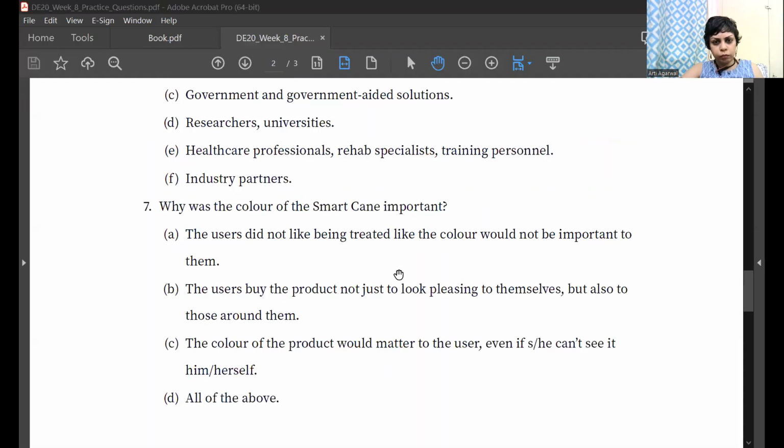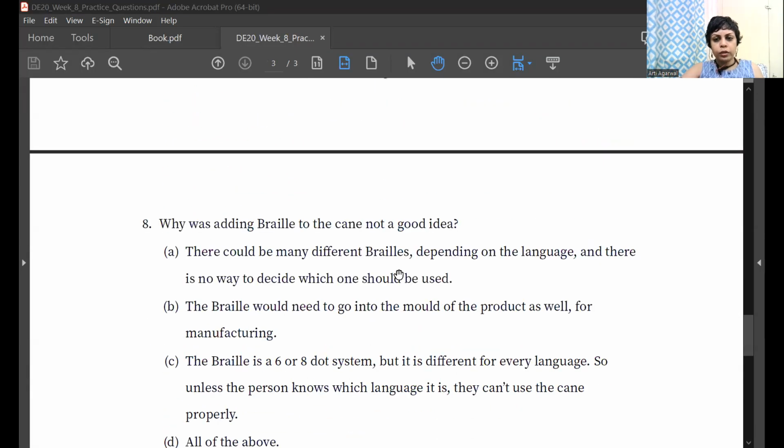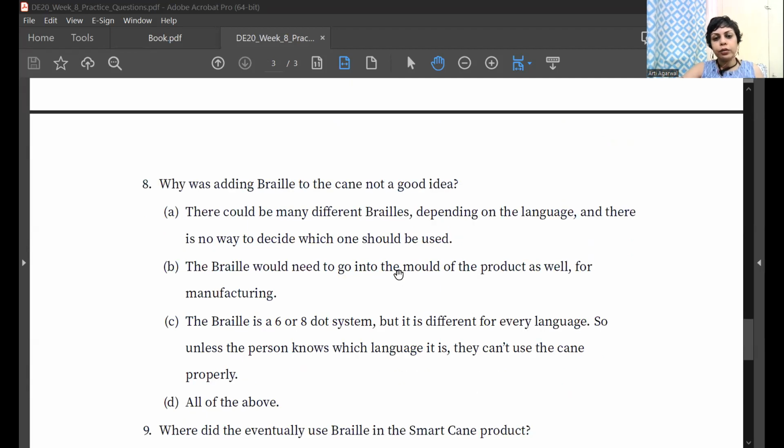Okay, so next question. Question number 8 is, why was adding Braille to the smart cane not a good idea? The first option is, there could be many different Brailles depending on the language, and there is no way to decide which one should be used. Now, this is of course a very pertinent point, that they use the same six dot system, but it is essentially a different language altogether.